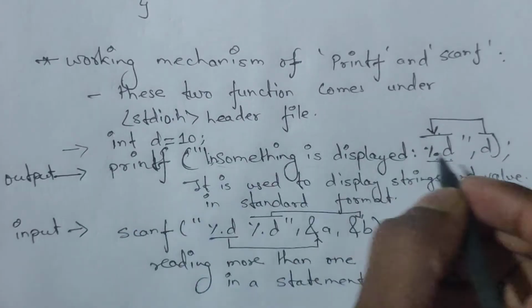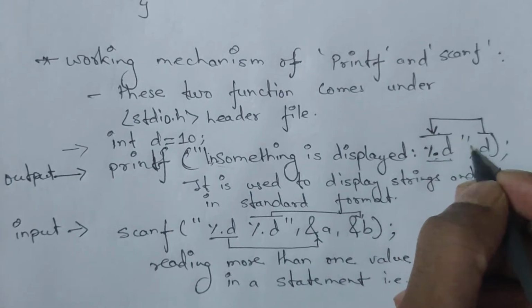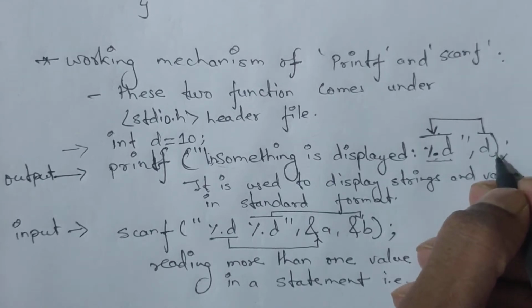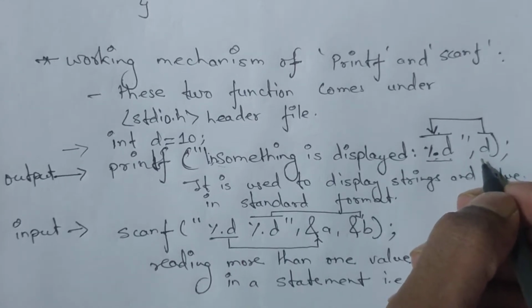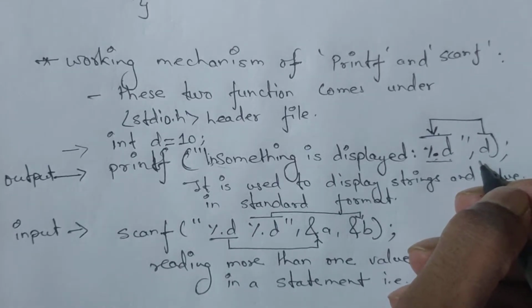So how to print the value: you have to give the representation of the data type and its variable name after a separating comma. This is a comma operator, you can see it here. Yesterday we saw the comma operator and the sizeof operator also, so later we will discuss it.